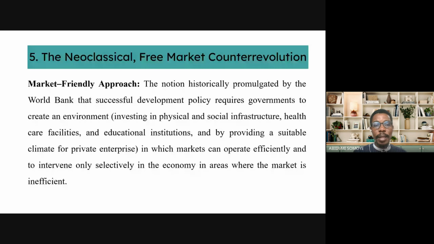So, what about the market friendly approach? The notion historically promulgated by the World Bank that successful development policy requires government to create an environment that's investing in physical and social infrastructure, health care facilities, educational institutions, and by providing a suitable climate for private enterprise in which markets can operate efficiently and to intervene only selectively in the economy in areas where the market is inefficient.